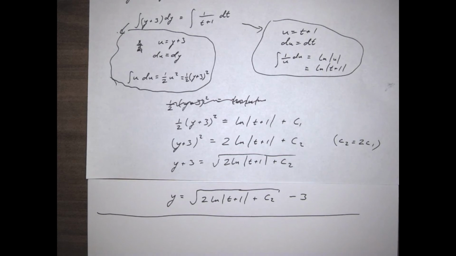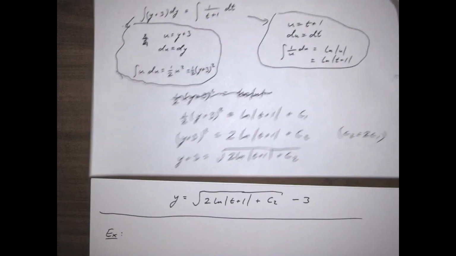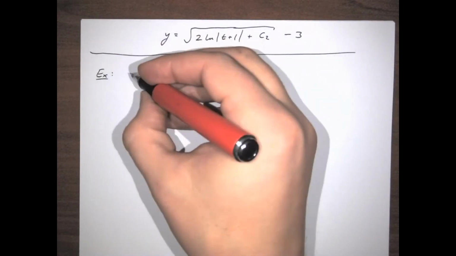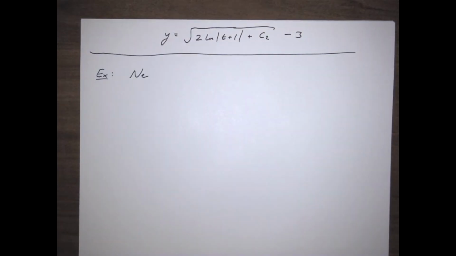All right, so that is how you would do this. Now, let's look at another example. And this is an example based on one of the differential equations that we learned about last class. The differential equation that corresponds to Newton's law of cooling. So, Newton's law of cooling.